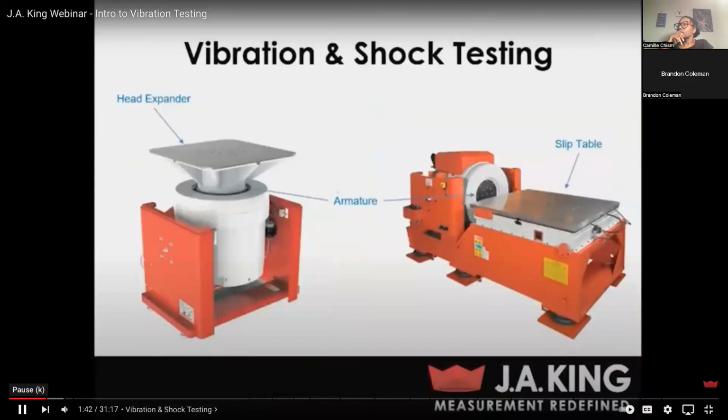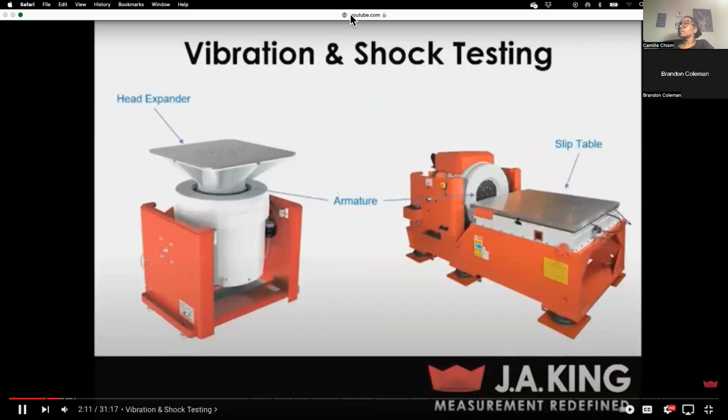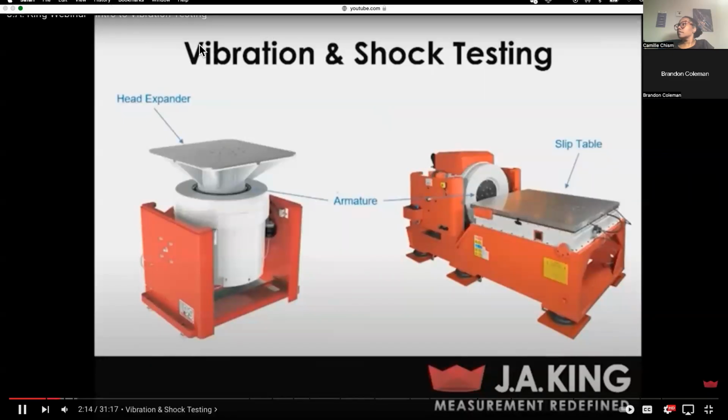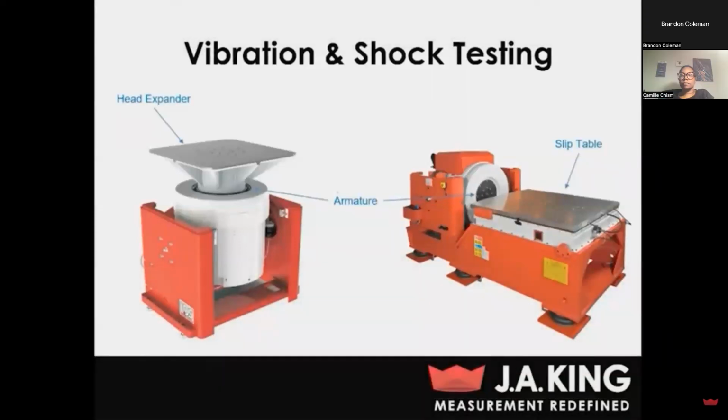So I also want to go into just some basic vocabulary about the actual shaker system itself. You'll see here, I've pointed out a shaker in both the vertical and horizontal orientations. The armature is the moving member of the shaker, and this is what's actually going to transmit vibration into your fixture and DUT. The armature is going to be bolted to, a lot of times, either your head expander or your slip table, whether you're in the vertical or horizontal orientation. The point of the head expander and slip table are both essentially just to give you a larger working area to bolt your fixture or DUT to for vibration testing.